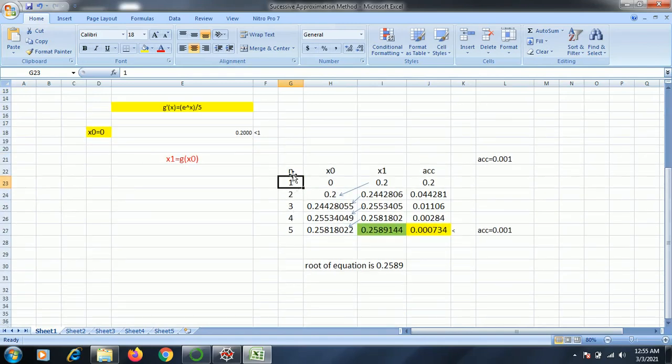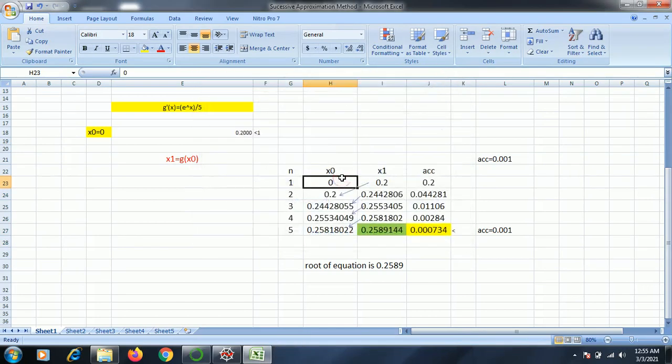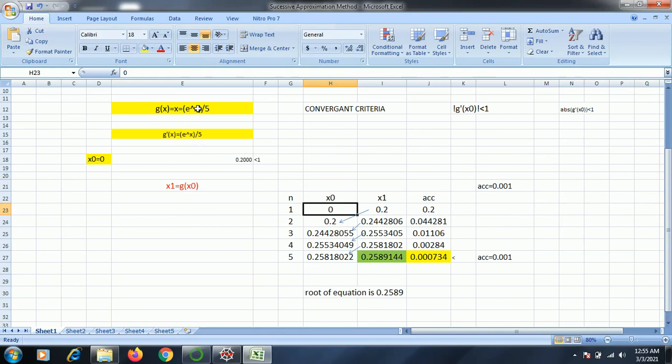Let us see in tabular form what is going to happen. In the first iteration, I have considered 0 as my initial guess. I have found the value of x1. How is the value of x1 found? Just by substituting the value of x0 in g of x. Further, I have calculated the value of error for iteration 1. Error is calculated as the absolute difference, the modulus of x1 minus x0.